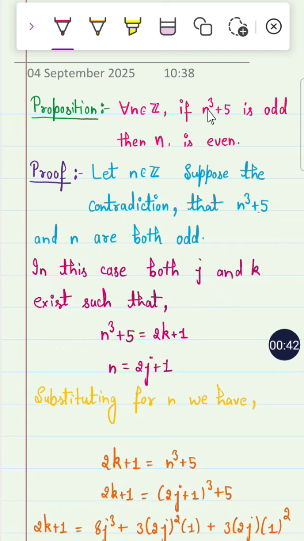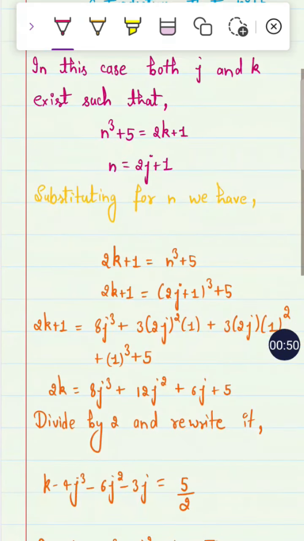Okay, now take n cube plus 5 equal to 2k plus 1, and n equal to 2j plus 1. Right, we have assumed this. Now substituting for n, we have 2k plus 1 equal to n cube plus 5. What is n? We have assumed n is 2j plus 1, whole cubed.